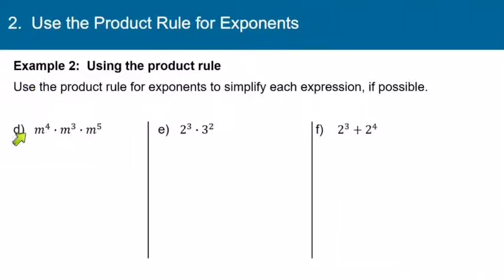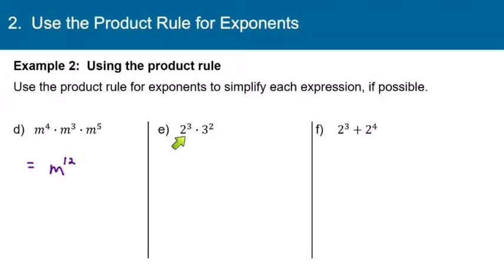And still in example 2, here we have 3 more expressions to work on. In part D, we have m to the 4th times m to the 3rd times m to the 5th. Well, as long as the bases are all the same, then multiplying these together just means adding the exponents. So 4 plus 3 is 7, and 7 plus 5 is going to be 12. Now here on part E, we have 2 to the 3rd times 3 to the 2nd.